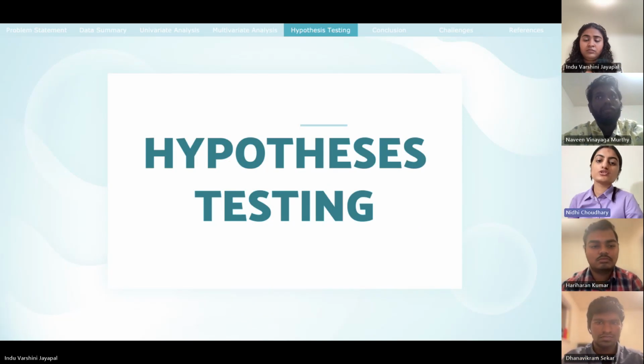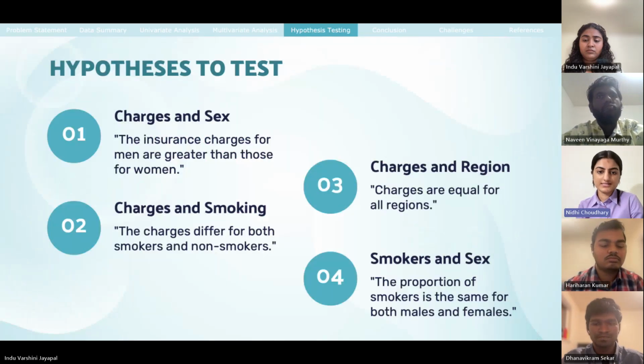Thanks, Dhanavikram. So now we'll talk about the hypothesis testing. Moving on to the next slide. So here we have defined our hypotheses based on the sample data set that we have used. We have built 4 hypotheses.